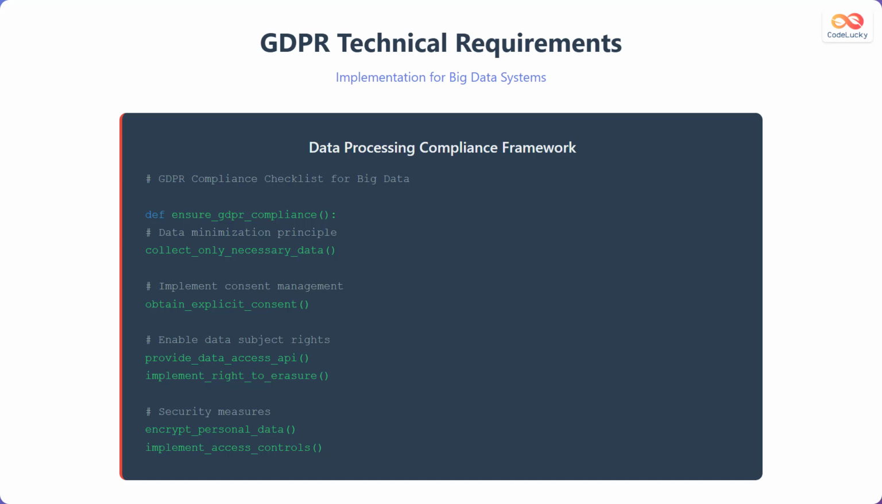Now, let's look at the technical requirements for implementing GDPR in big data systems. Here's a sample compliance checklist. First, implement data minimization by collecting only the data that is absolutely necessary. Second, implement consent management to obtain explicit consent. Third, enable data subject rights by providing a data access application programming interface and implement the right to erasure. Fourth, implement strong security measures by encrypting personal data and implementing robust access controls. These steps are crucial for maintaining GDPR compliance in big data environments.